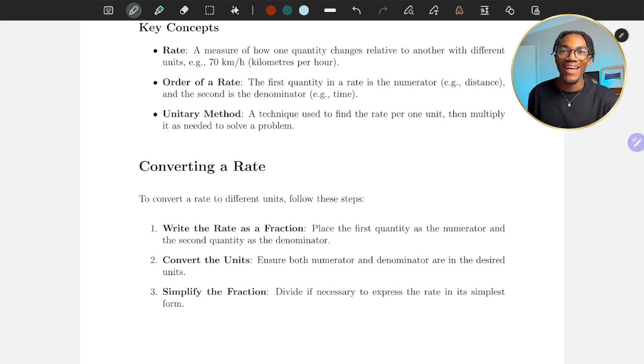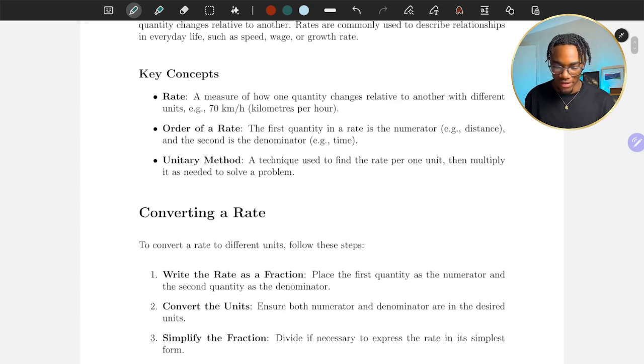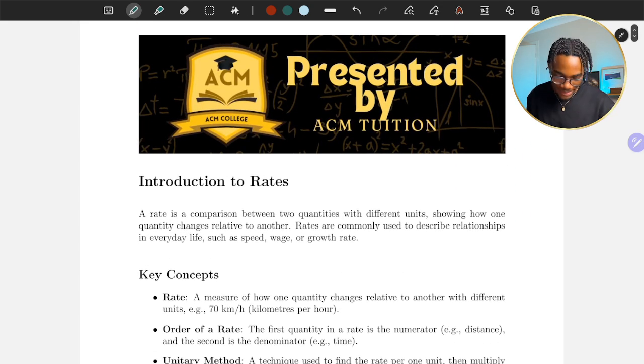All right, hey guys, welcome to our first lesson on rates and ratios. In this one, we're going to go over converting rates and everything to do with the basics of rates, right? So let's have a look at this.